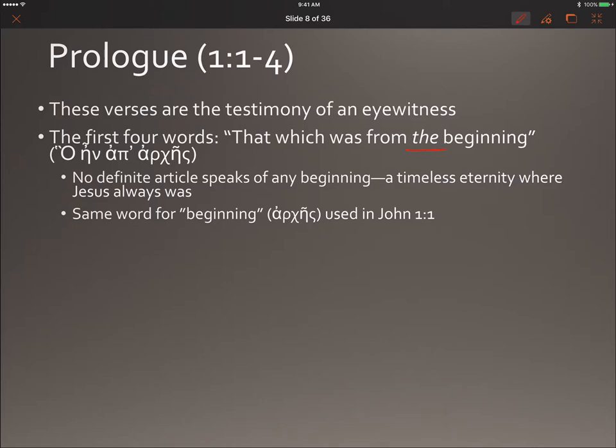He always was. Yes, his incarnation had a beginning when God, through Christ, entered time and space. He began his incarnational ministry. But here he's talking about that timeless eternity, okay? That which was from the beginning.